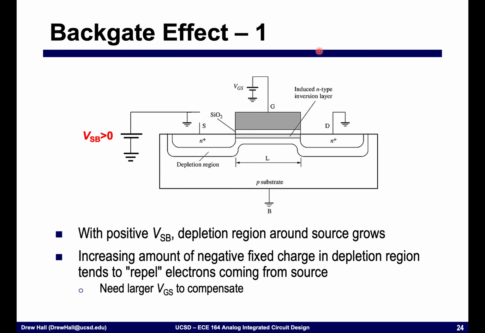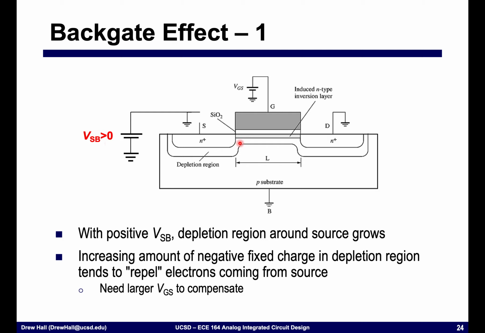All right, so let's look at another effect that we revisited back in lecture 2, and that's the backgate. The idea here was that if I have a transistor and I'm applying a gate to source voltage, and now I'm applying a voltage between the source and the body, that is VSB is greater than 0, what happens is that I'm creating a depletion region.